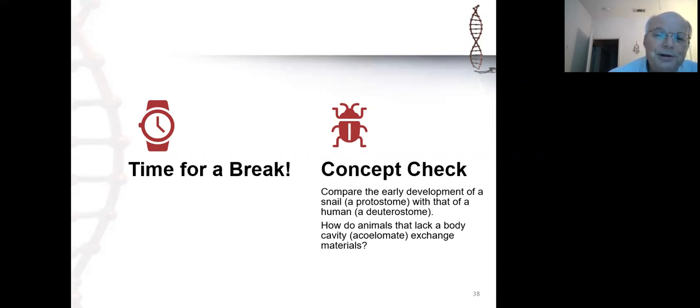Then if we think in terms of the fate of the blastopore, in a snail as a protostome, the blastopore is going to become the mouth and the second opening will become the anus. In a deuterostome, like a human, the blastopore will become the anus and the second opening becomes the mouth. So that's how you would do the comparison between a protostome and a deuterostome.